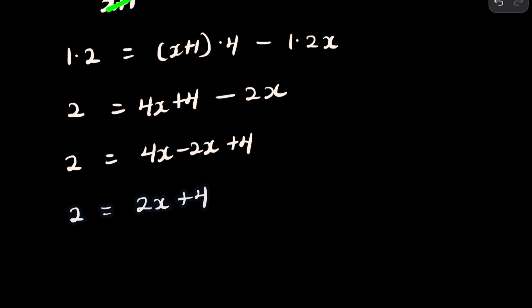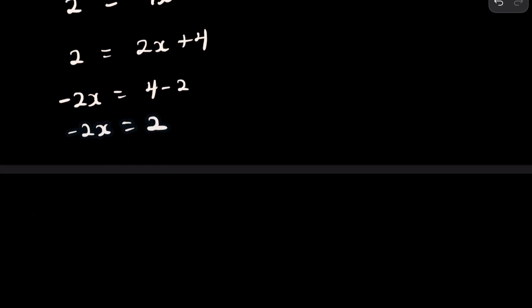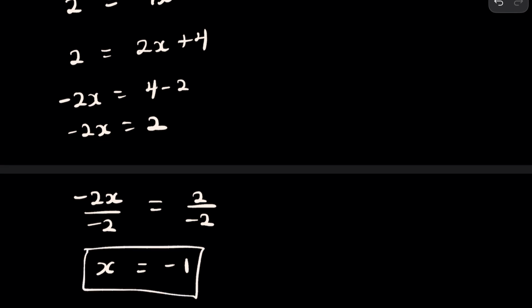Now let's move x to the left hand side. So we're going to have minus 2x is equal to 4 minus 2. Thus, minus 2x is equal to 2. Solving for x, we are going to divide by the coefficient of x, which is minus 2. So we are going to have minus 2x divided by minus 2 is equal to 2 divided by minus 2. Thus, x is equal to minus 1. So the value for x in this equation is minus 1.